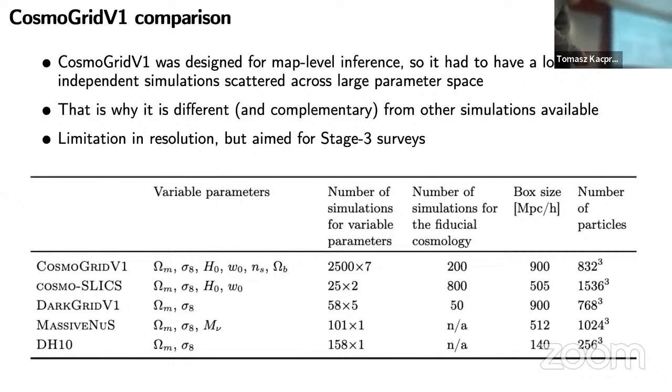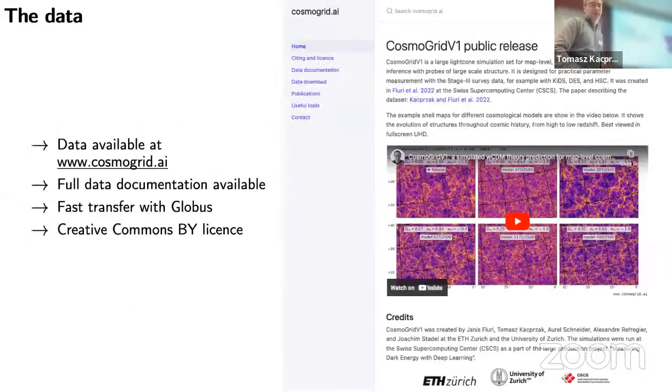So this is the first simulation set I used for the peak statistics paper in Dark Energy Survey Science Verification. It was the first time we were doing this, and we have progressed a lot since then. I encourage you to look at the data. You can download all of it at this website, and it's very fast to transfer via Globus.